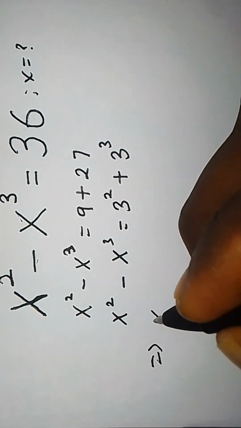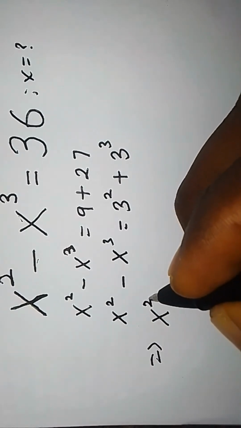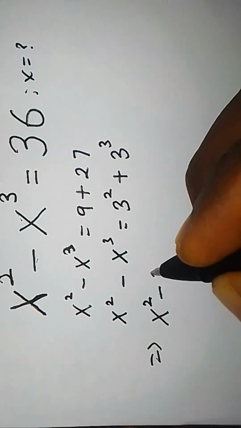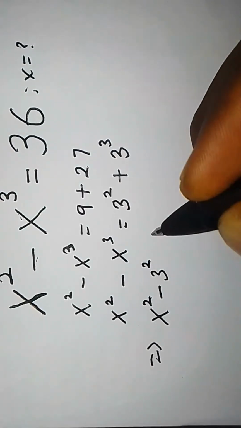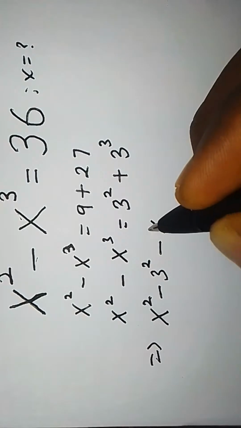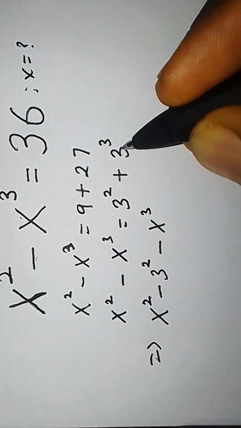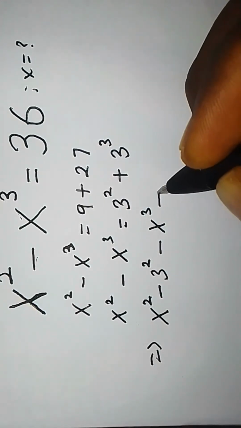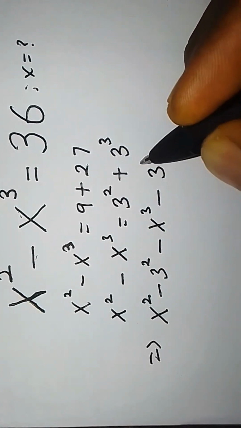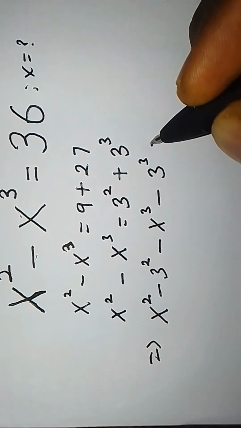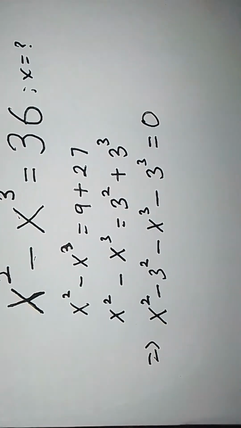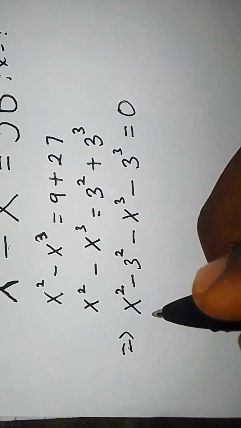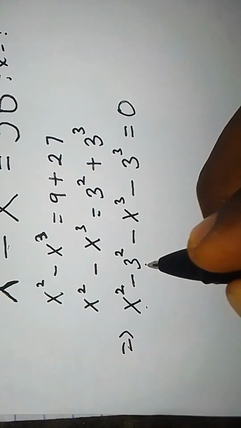So that will be x to the power of 2. Moving this first, we have minus 3 squared, minus x to the power of 3. Moving this 3 to the power of 3 to the left hand side, it becomes minus 3 to the power of 3, equal to 0. Let's continue. I can put these two in brackets.